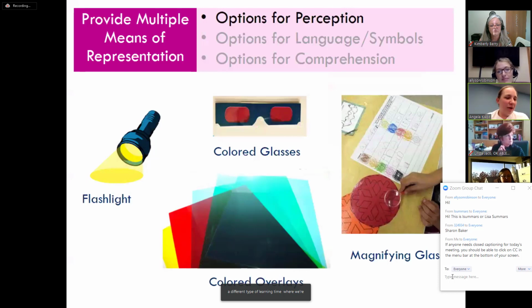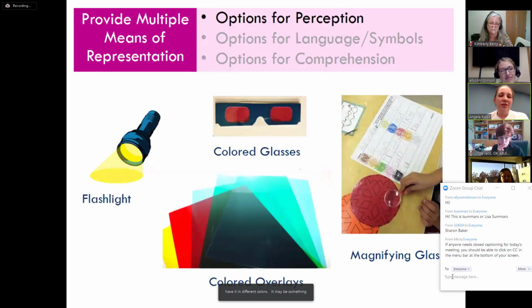As we talked a little bit about before, we have options for perception that may include the different types of colors in order to perceive information. We have options for colored overlays. It may be something as simple as the templates that were used. On this screen, we have it in different colors. It may be something like 3D glasses, like colored glasses.